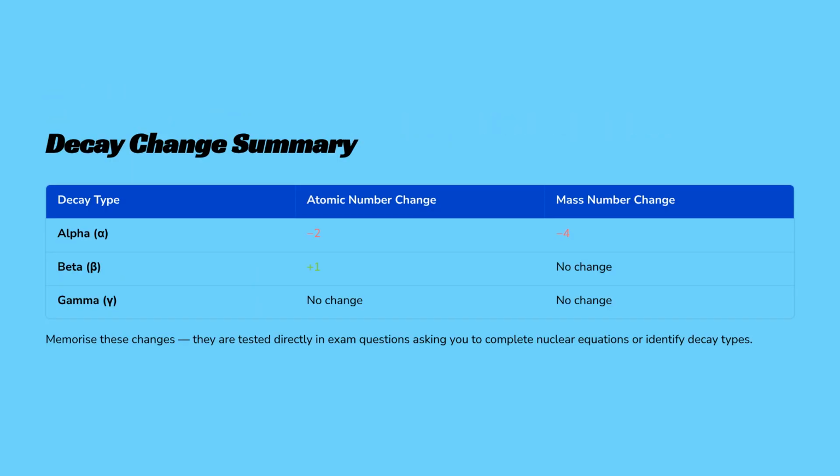Here is a quick summary of how the nucleus changes during decay. Note that alpha decay reduces both numbers, beta decay increases the atomic number by 1, and gamma decay leaves both values unchanged. Memorizing this is vital for completing nuclear equations.